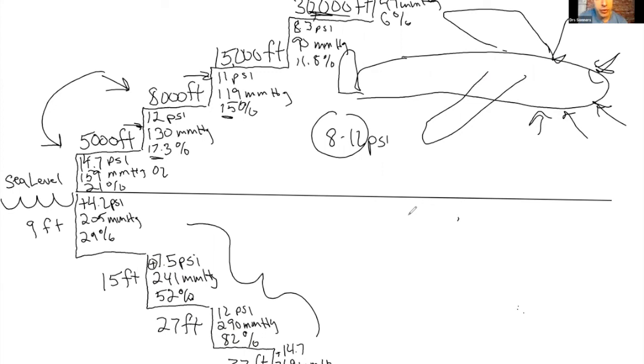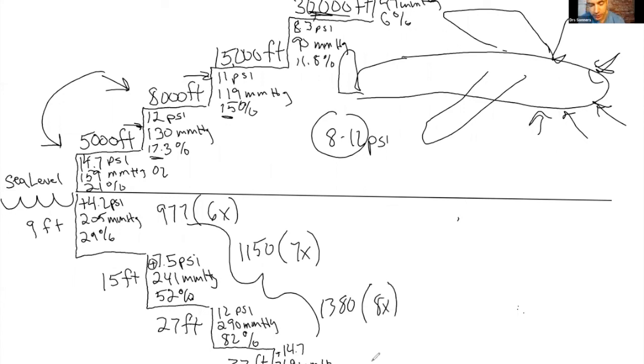Instead of 205 at 9 feet, we would be at like 977, which is like 6x that pressure. If we were at 15 feet or 7.5 PSI, we would be around 1150 millimeters of mercury, which would be about seven times. At 27 feet or 12 PSI extra, that number is 1380. So that's about eight times more oxygen. And at 33 feet, you're at 1520. It's basically 10 times. So we can get huge increases just using air, right?